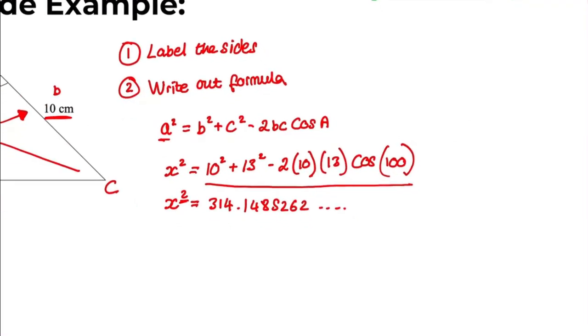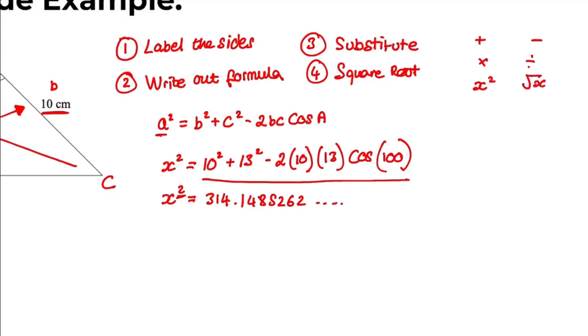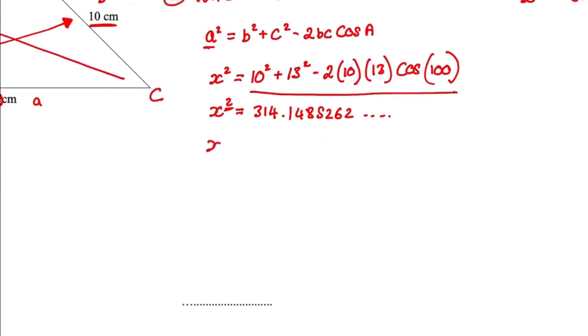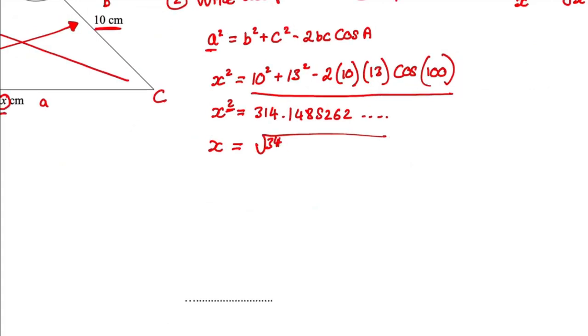Just let me add to this. Step two is write out the formula, step three is substitute, and the fourth step is square root. Remember, the opposite of adding is subtracting, the opposite of multiplying is dividing, and the opposite of squaring is square rooting. So to work out just x, we're going to square root the answer that we just got, 314.